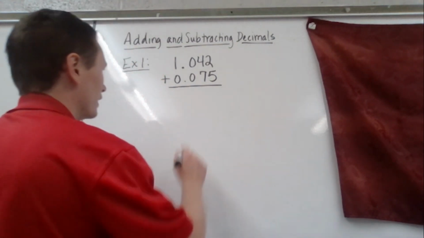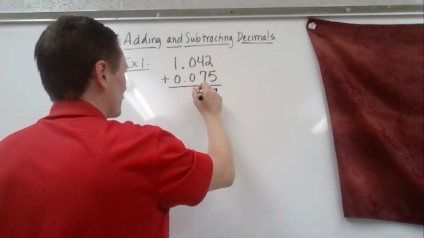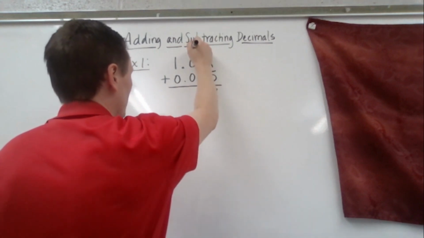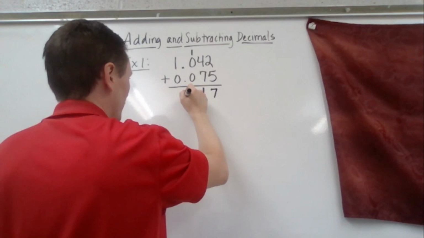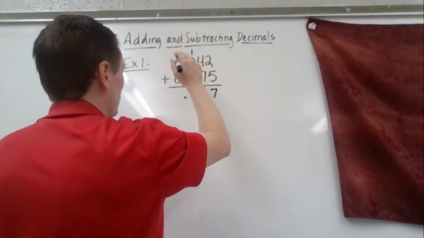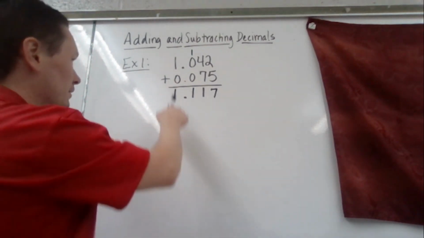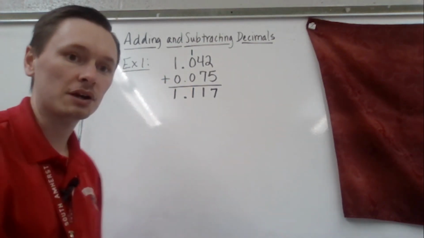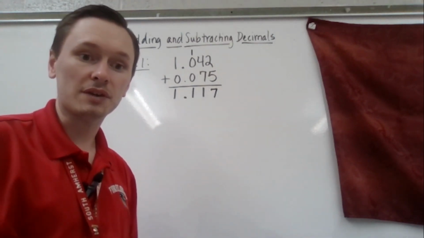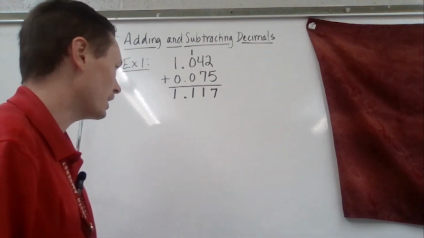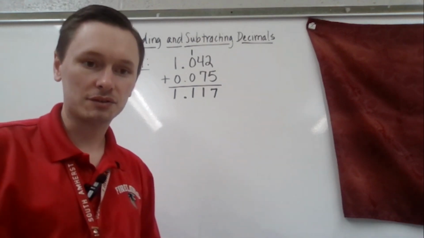All right, so let's add. 2 plus 5 is 7. 7 plus 4 is 11. Carry my 1. 0 plus 0 plus 1 is 1. Bring down my decimal point. And then 1 plus 0 is 1. As you notice, when I lined up my decimals, I have the decimals lined up exactly where they are so that I make sure that I'm lined up with the right place values and I add it correctly. So my answer would read as 1 and 117 thousandths.